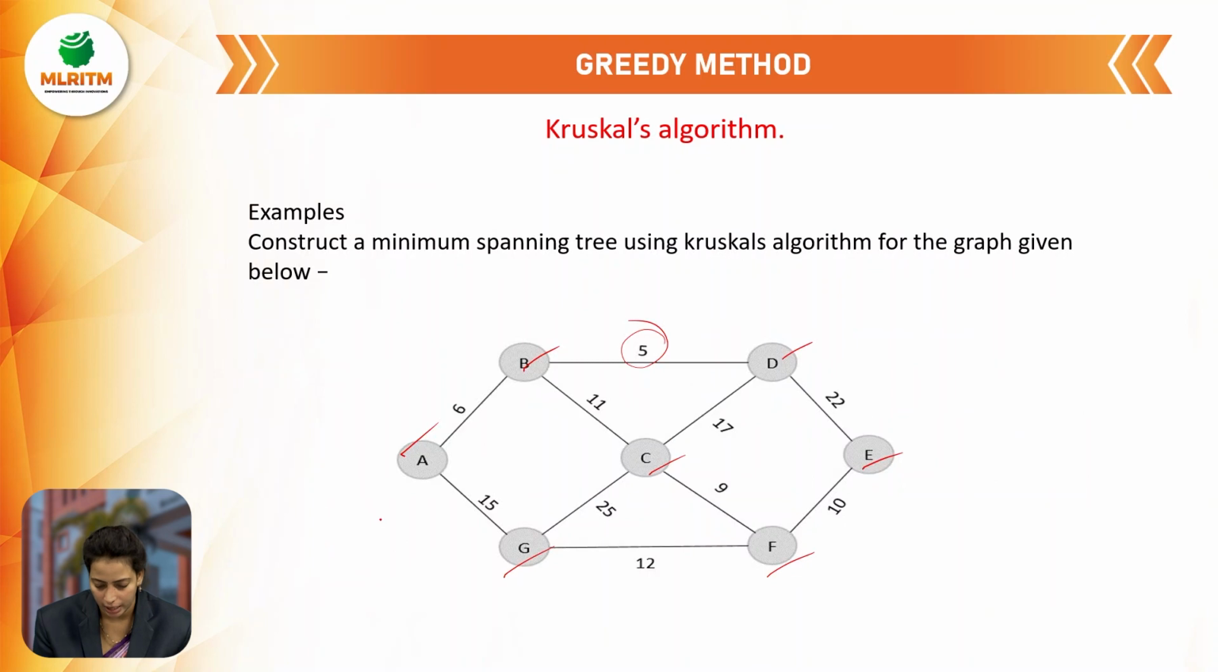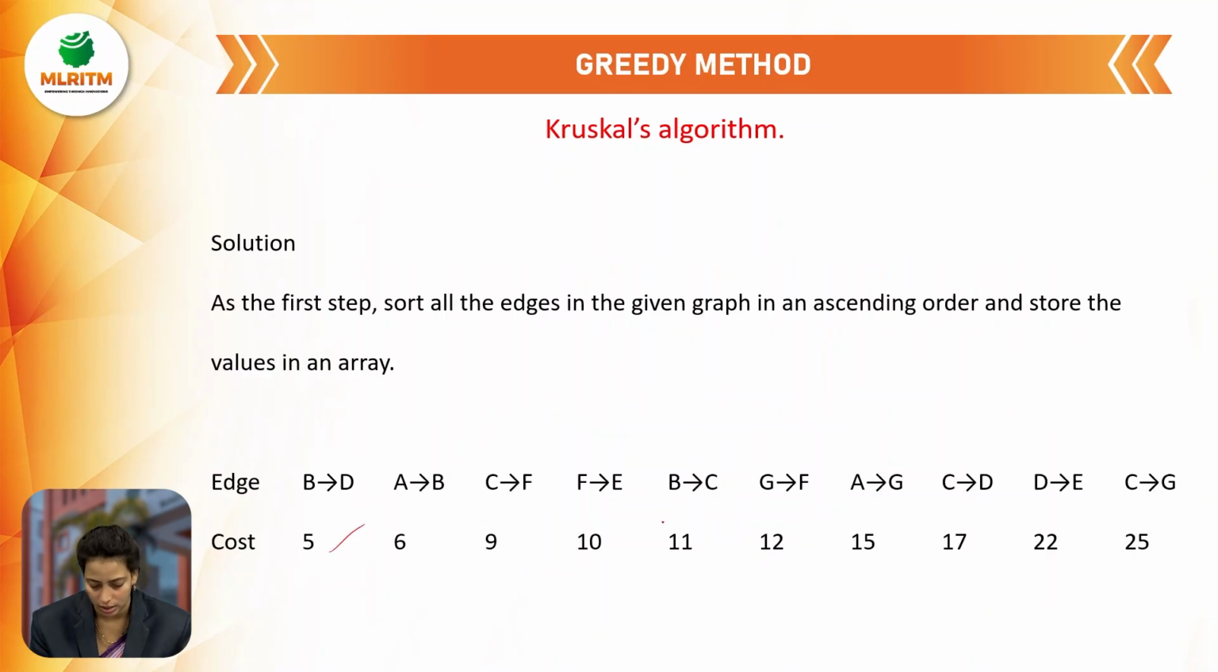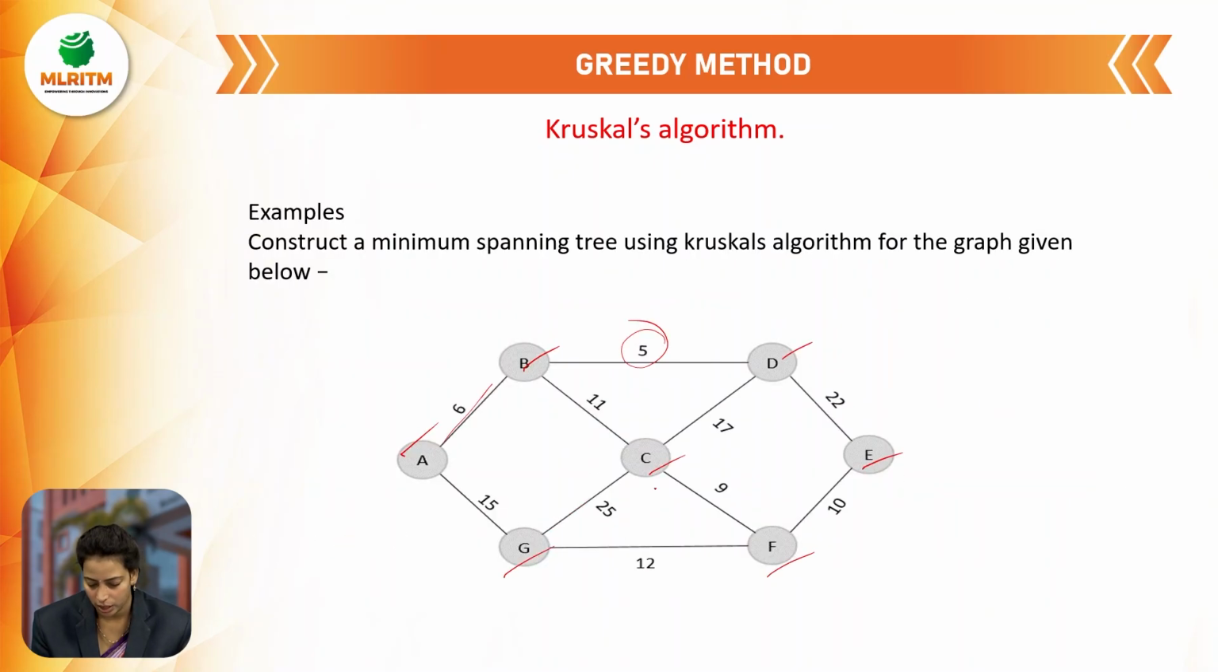Next, is there any other 5s? No. Next, the minimum weight is 6. So the next one is A to B. Next, any other 6s? No. Next 7? No. 8? No. Next 9. Yes. C to F is 9. Next, 9 is already over, 6 already over, 5 over.